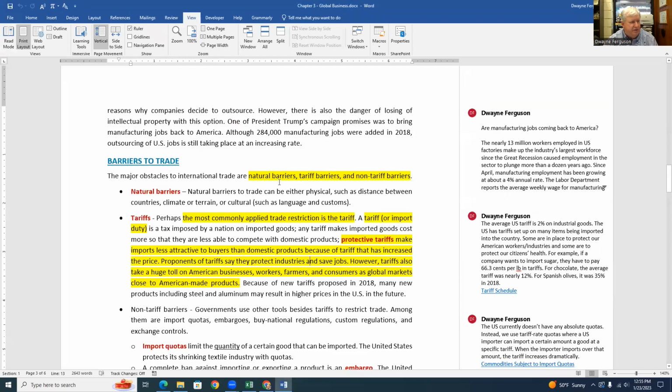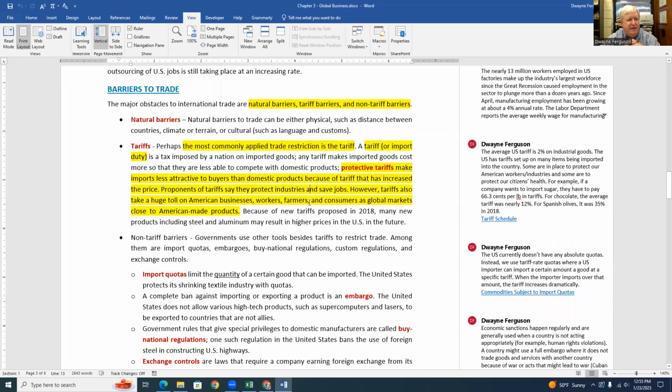Anyway, there are a number of ways that countries can keep other countries' goods from coming in. I've given you several examples here: natural barriers, tariff barriers, and non-tariff barriers. You don't have to memorize that for the test. You know what a natural barrier is. If something has to be shipped halfway around the world to get to the country that you're trying to send it to, that's a natural barrier. It's going to cost so much to get it there that it might not be affordable by consumers. So there are always natural barriers to get around.